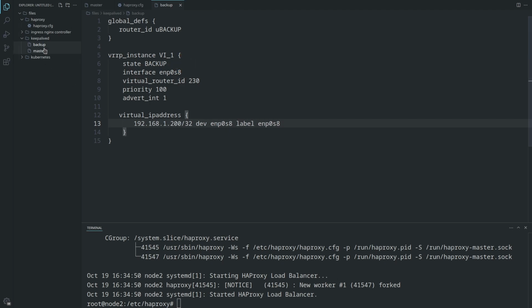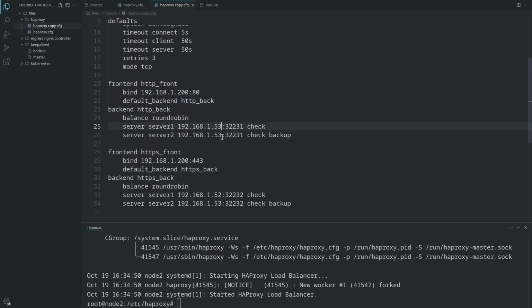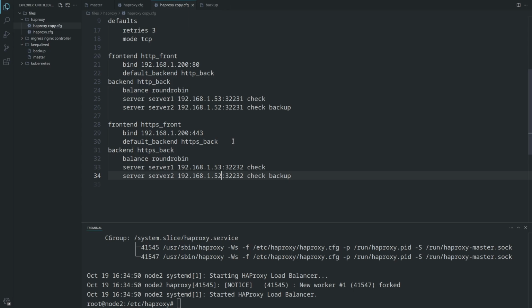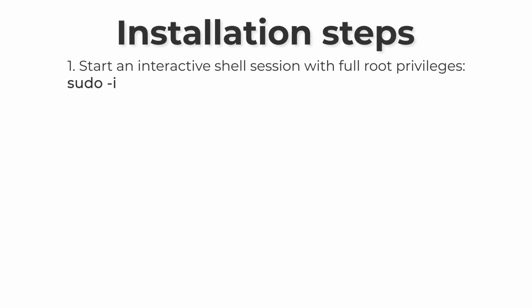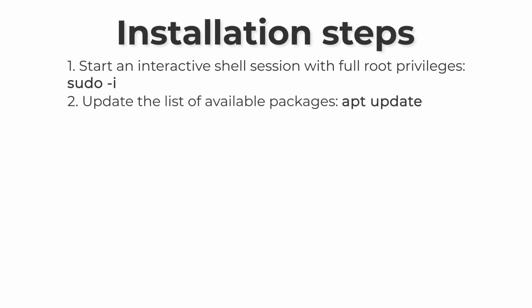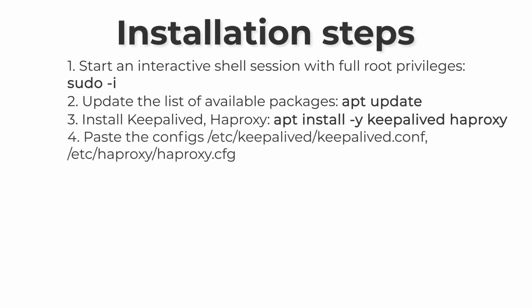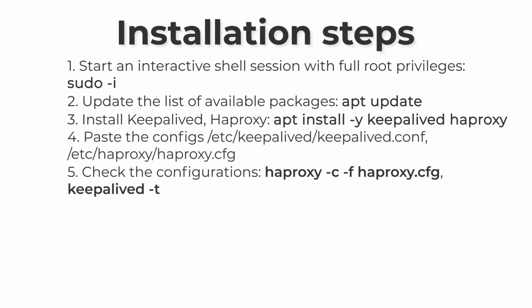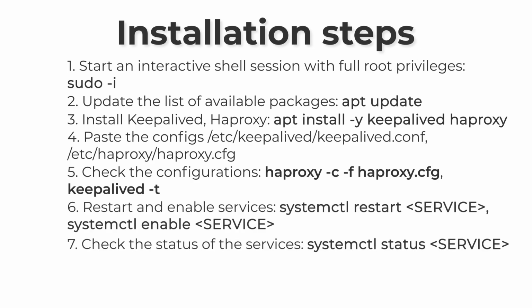Good, let's prepare the HAProxy configuration. Swap the servers' IP addresses in the backend section. All other values are the same. Repeat the steps on the second server. Start an interactive shell session with full root privileges. Update the list of available packages. Install Keepalived and HAProxy. Paste the configs. Check the configurations. Restart and enable services. Check the status of the services.